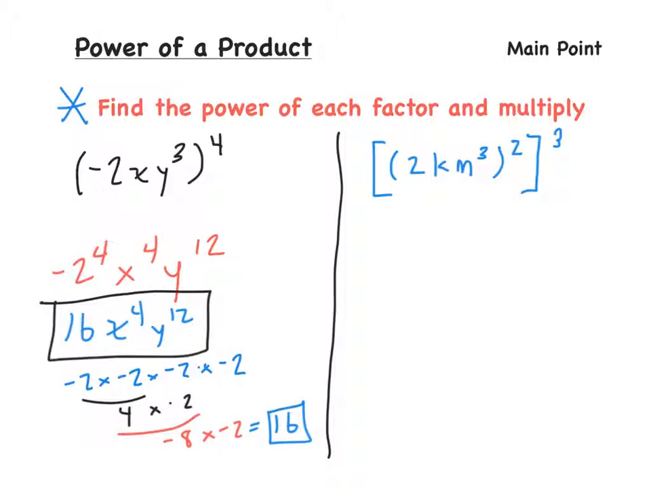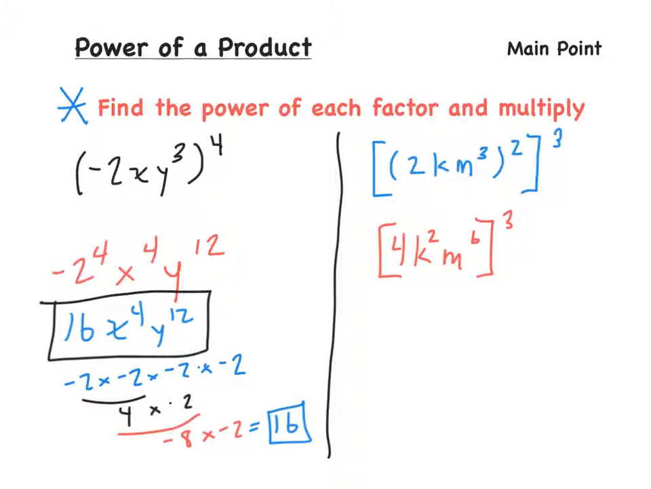Okay, so I'm going to worry about the inside first. I'm not even worried about the brackets and the 3 at all. So we have 2 times k times m to the third, all raised to the second power. So 2 to the second power, I know, is 4. And then if we have k to the second, and we have m to the third raised to the second power, so multiply those together. So it's m to the 6. Now, add those brackets back in with the third.